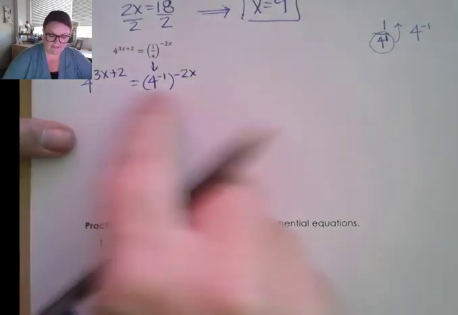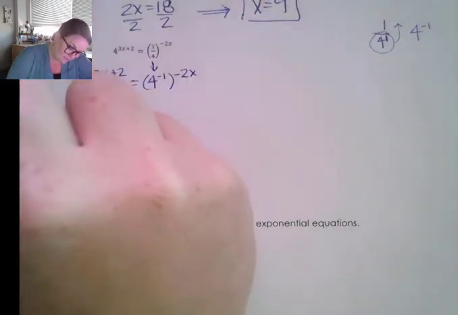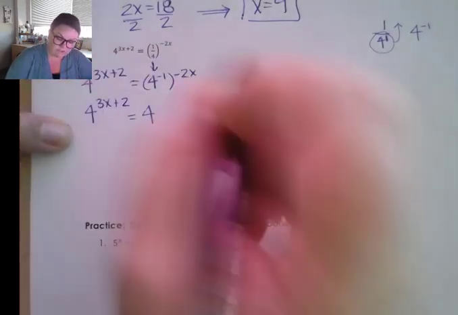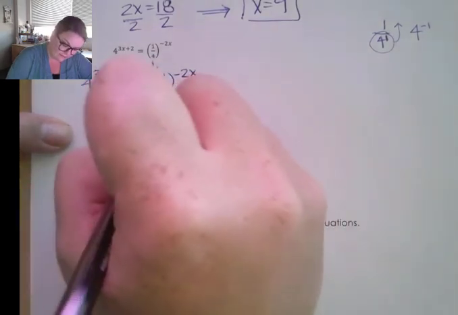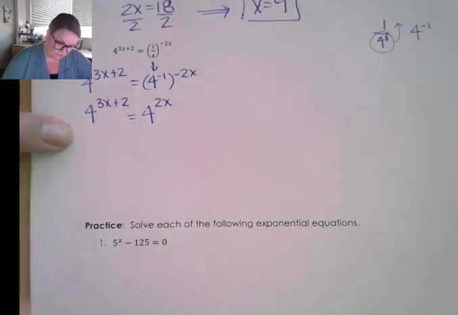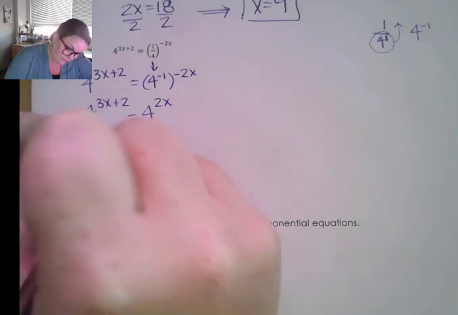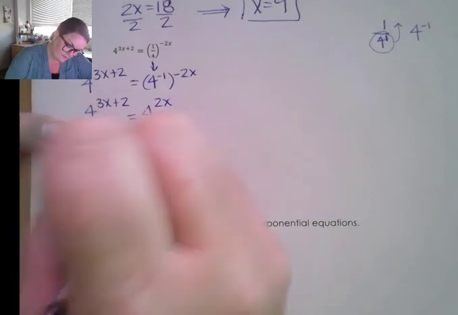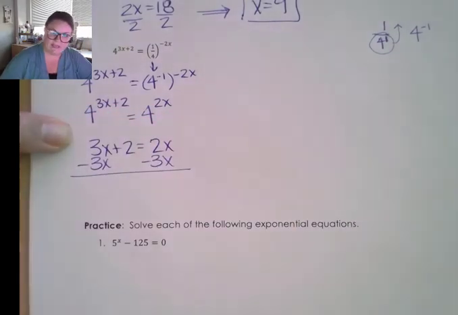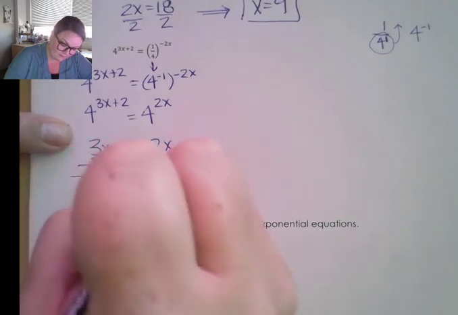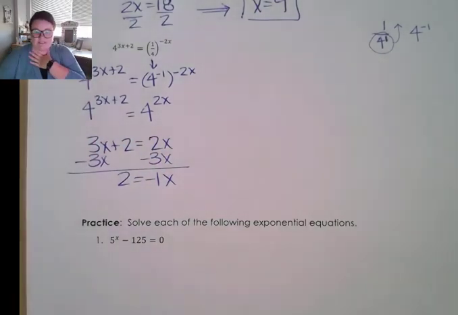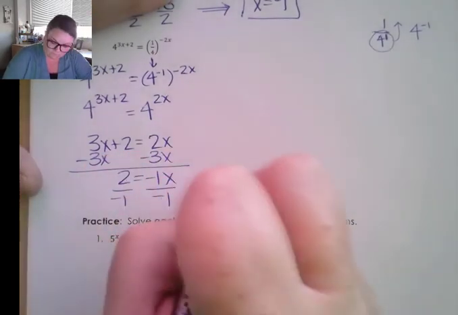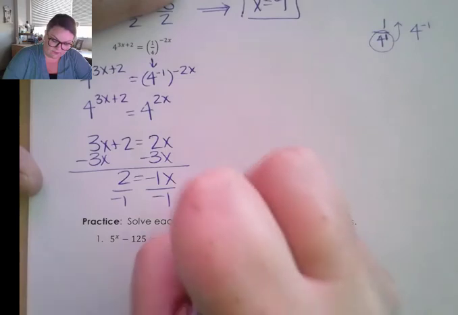Now I can't drop my 4's until my exponents are simplified, so I have 4 to the 3x plus 2 is equal to 4 to the, when I multiply these, I get positive 2x. And now I can drop my 4's, which gives me 3x plus 2 is equal to 2x. And then I can get all my x terms on the same side by subtracting 3x from both sides. So I get 2 is equal to negative 1x. And then I divide off that negative 1, which tells me that x is equal to negative 2.